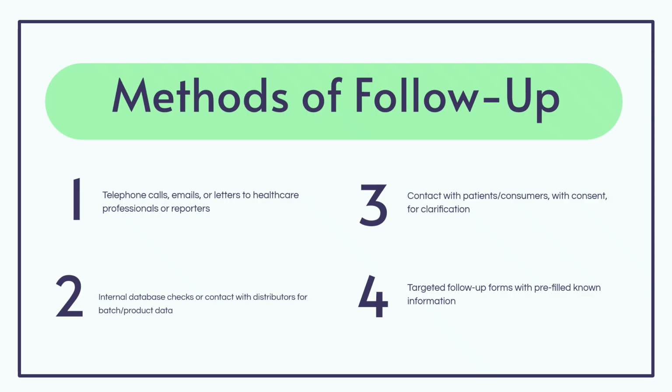Then we have contacting the distributors, manufacturers, or any other departments for batch details. So this is generally in the cases of product quality information when it is missing. And in these scenarios, the batch number or the product quality information is taken by contacting the internal departments like quality assurance, manufacturing, product supply chain, etc.